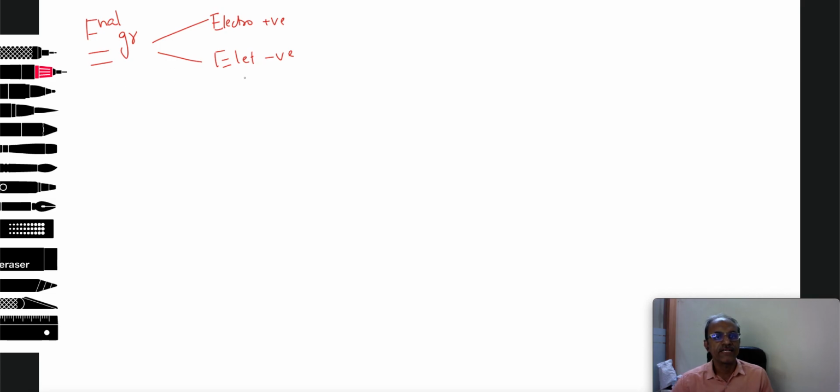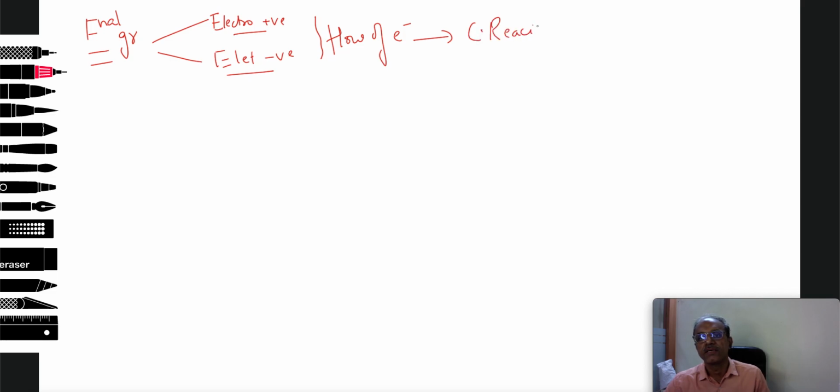Fine. Due to this nature, there will be a flow of electrons, and this will lead to chemical reactivity. So I hope now you have understood. And this reaction takes place and products are formed.